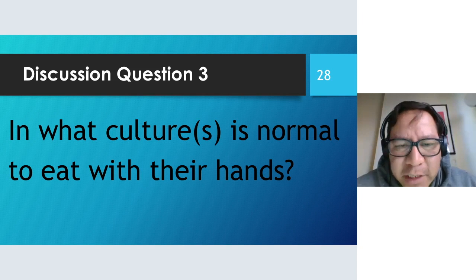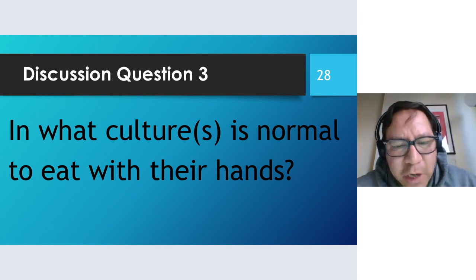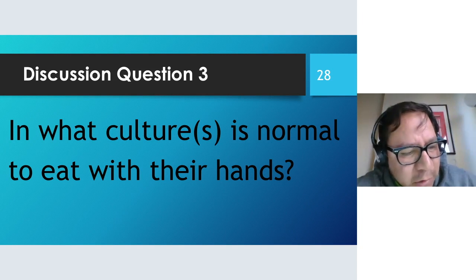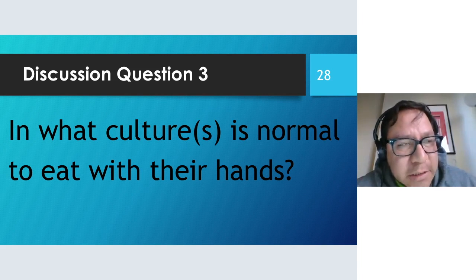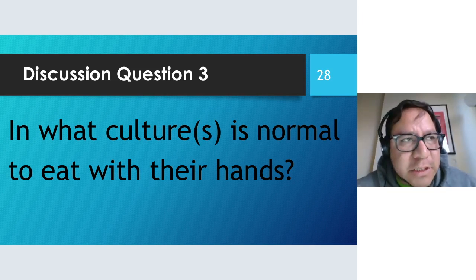And the reason why I'm asking in what cultures it is normal to eat with their hands is because I remember a while ago I was in one ESL class, and I remember this person brought in a plastic bag. Listen to this. This person brought in a plastic bag of food and started eating in the class with their hands. And to that, a lot of people were complaining that this is not the time to eat, that this is not how we eat, that you should eat with cutlery, some plastic knives, et cetera, et cetera.